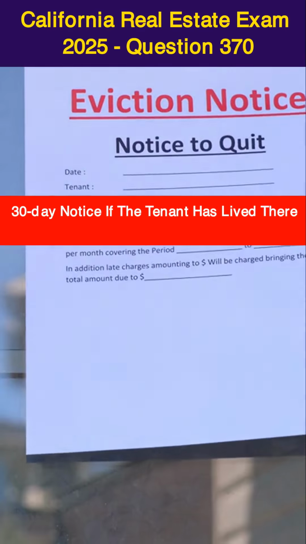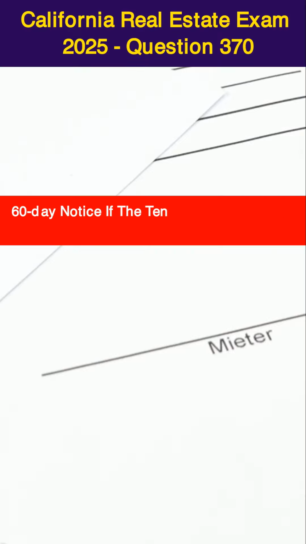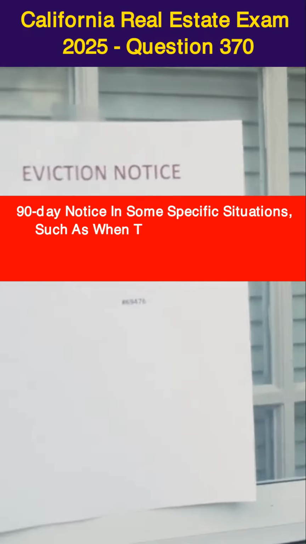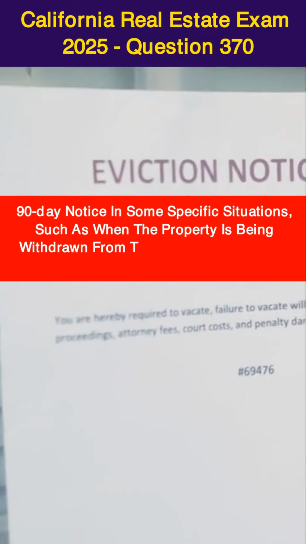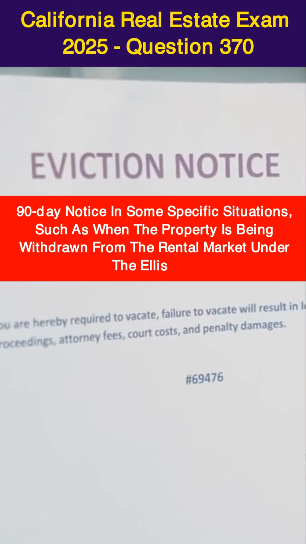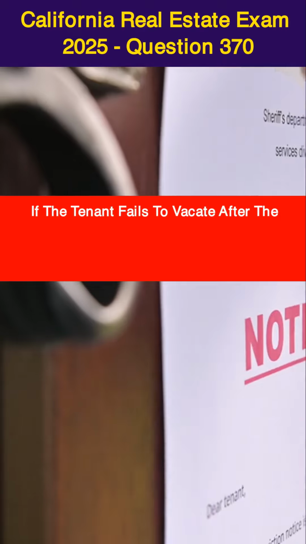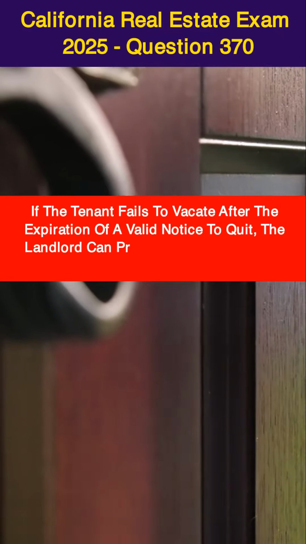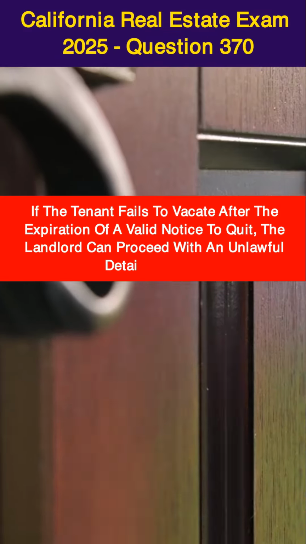30-day notice if the tenant has lived there for less than 1 year. 60-day notice if the tenant has lived there for 1 year or more. 90-day notice in some specific situations, such as when the property is being withdrawn from the rental market under the Ellis Act. If the tenant fails to vacate after the expiration of a valid notice to quit, the landlord can proceed with an unlawful detainer action.